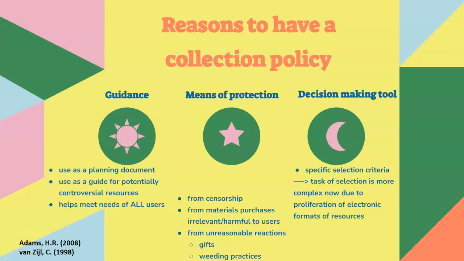As a guide for potentially controversial resources, having a selection criteria put in place and showing how it meets those things, how it's able to diversify different perspectives, how it's able to diversify to the needs of each of the individual patrons. Which kind of ties into the last point, which means the needs of all users. Because without having one of these in place, a collection can actually develop in a haphazard way as opposed to a rational and orderly way.